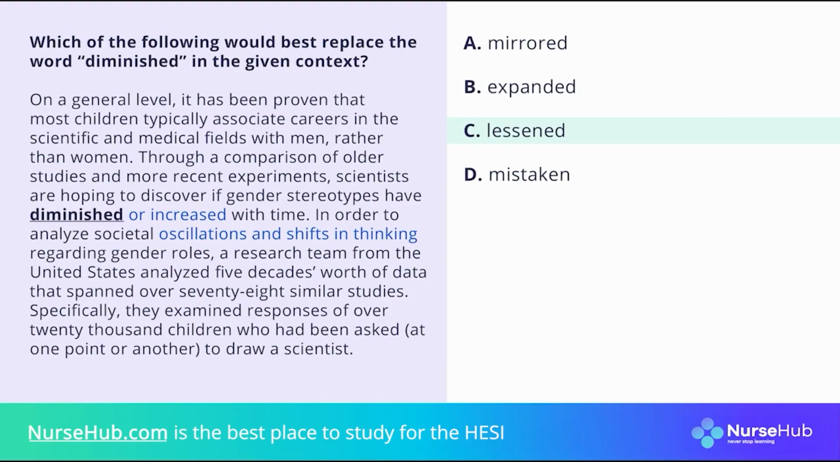All right, B is also incorrect. Expanded is similar to increased, y'all. So if you chose this, it's a good answer, not the best one. But remember, we're looking to compare the two. So we need an antonym for increased. All right, D, mistaken doesn't really make sense in context. Remember, we're looking to compare two things. If you were to plug that in context, it wouldn't make sense.